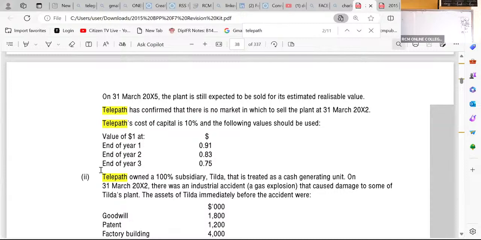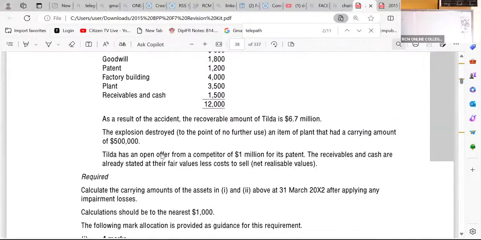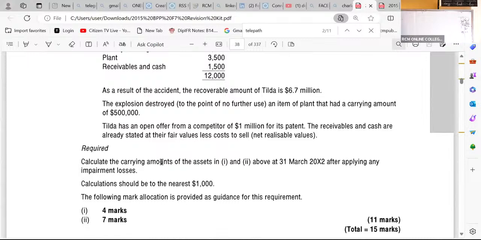I don't want you to look at part 2. I just want us to do part 1. And for part 1, this is what they want us to do. They require us to calculate the amounts of the assets in 1 and 2 above as at 31st March 20x2 after applying any impairment losses. Calculations should be in whole numbers, to the nearest thousands.